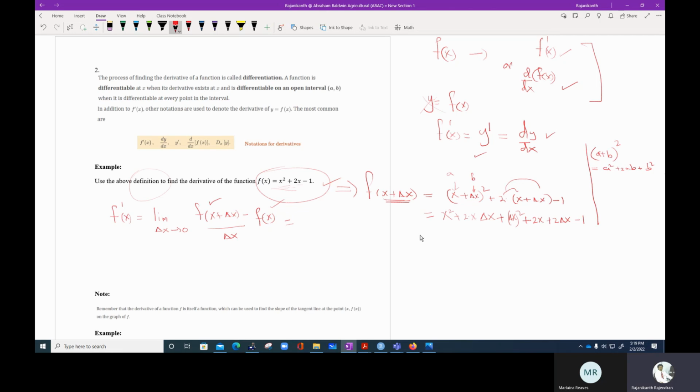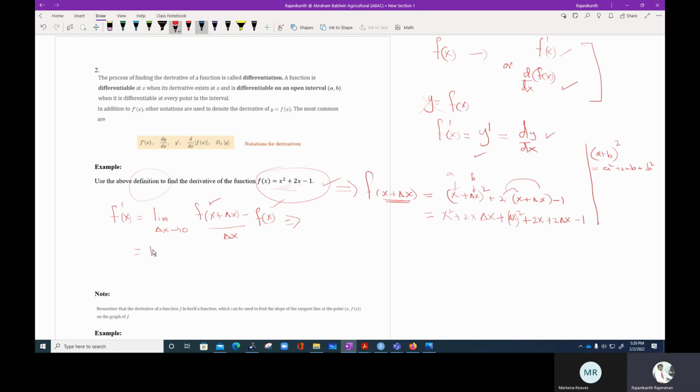Now you need to simplify this further. This guy is there, x squared. Here I see 2x delta x. Okay, let's do it like this. I'm going to copy down all of this here. You are finding this limit, no? So I'm going to plug in this value here. Let's do that. I'm going to plug in those.